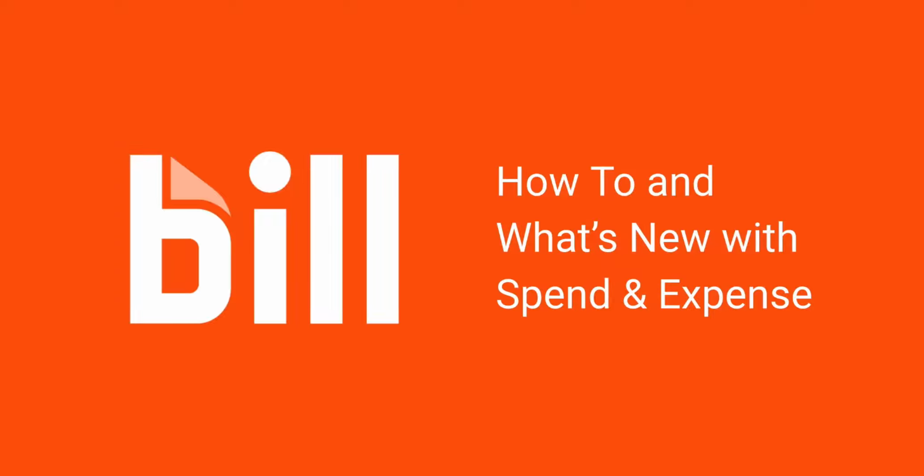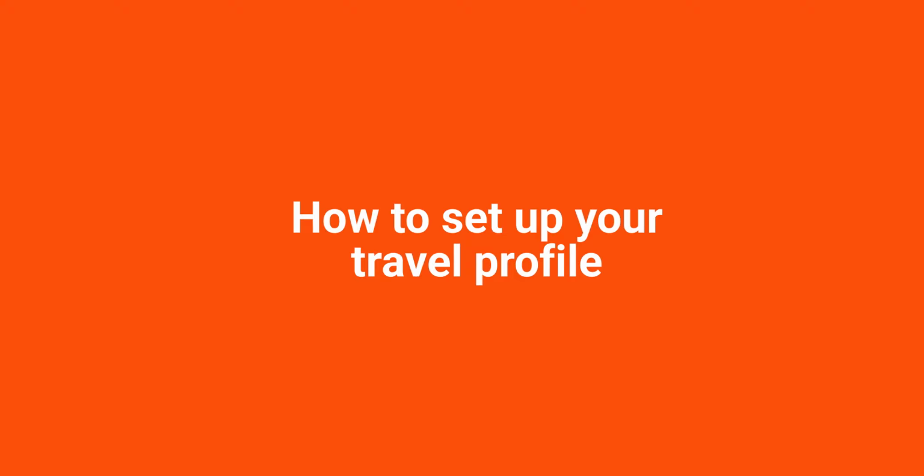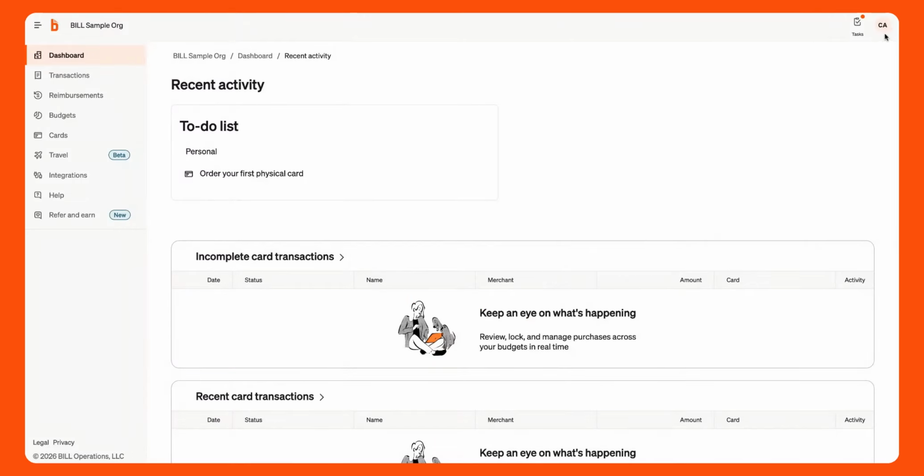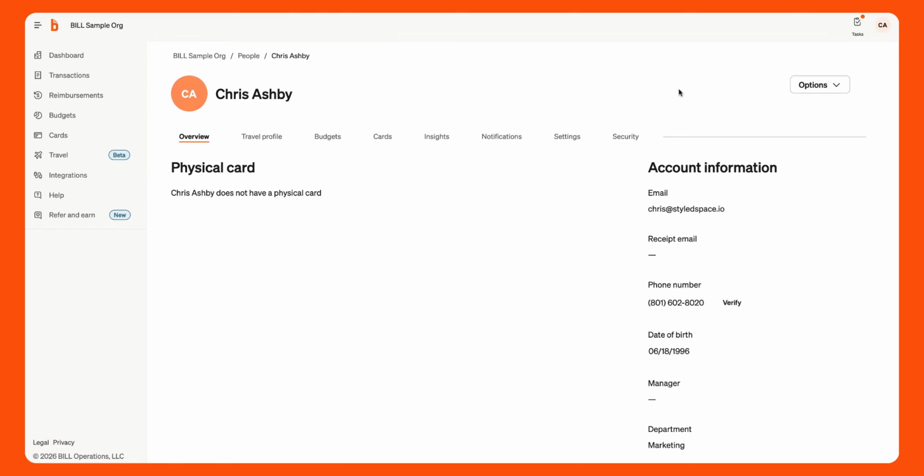Today we're going to take a look at how to set up a new feature for Bill called the Travel Profile. To access your own travel profile, you'll start by clicking on the profile image in the top right hand corner and then select Profile.